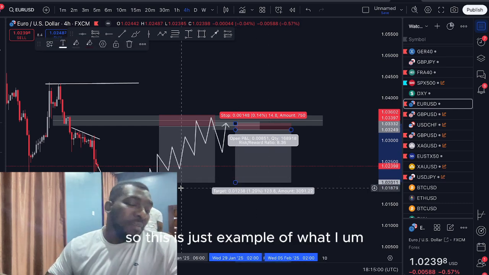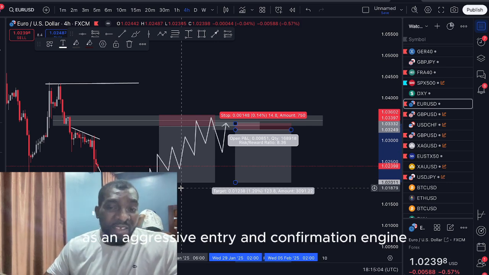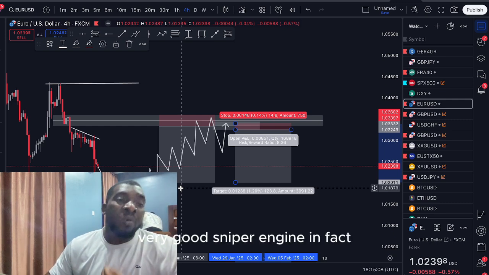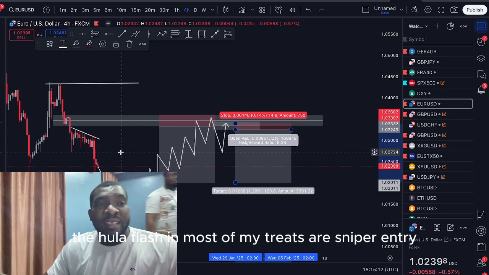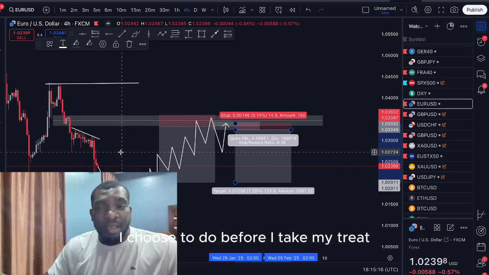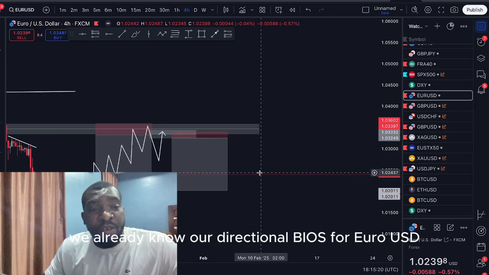So this is just an example of what I'm explaining as a risk reward ratio, as an aggressive entry and a confirmation entry. Confirmation entry gives you a very, very good sniper entry. In fact, you can see that for the whole of last year most of my trades were sniper entries, just because of the confirmation entry I do before I take my trade. So now, with that being said, we already know our directional bias for EUR/USD.